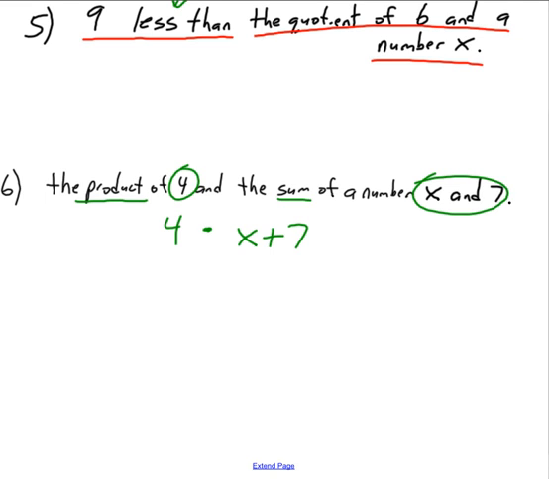The way we'll usually write this in algebra, because this looks a little complicated, 4 times x plus 7, and it's also not exactly true. We need the sum of x and 7 to happen first, then we multiply it by 4. So we're going to use that with parentheses. So it's the product of these two things, that thing and that thing.